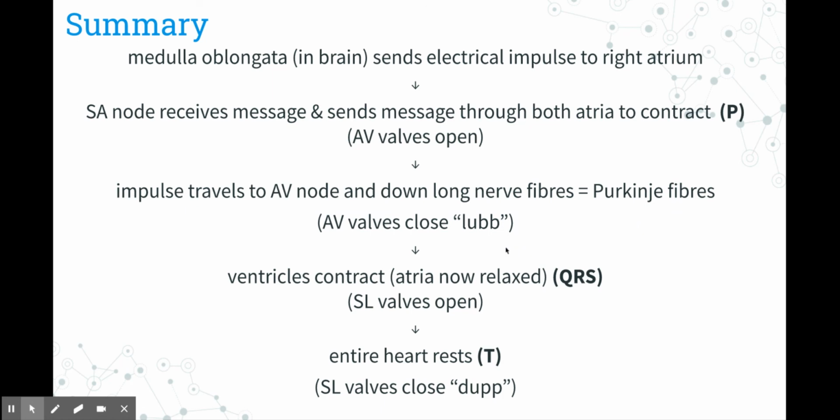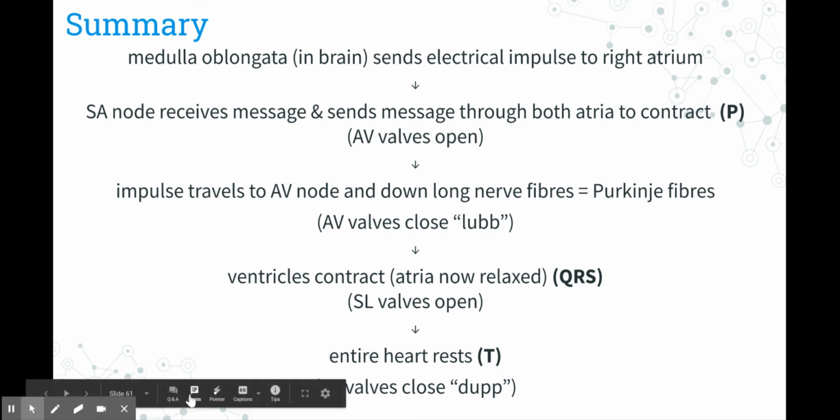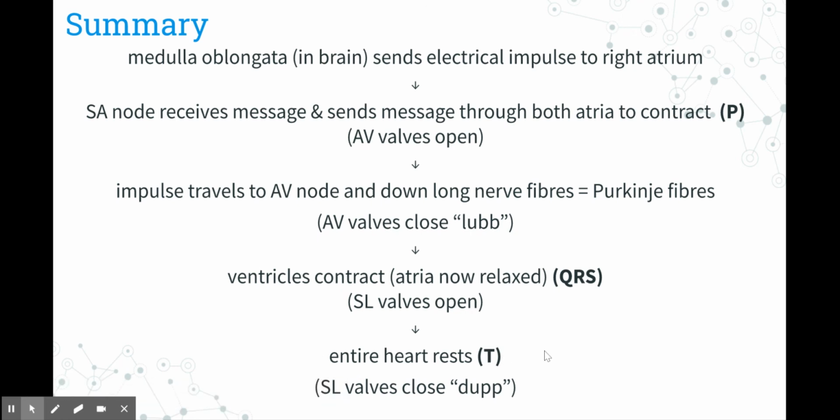That's that first heart sound. And the ventricles contract, atria are relaxed. We see that QRS on the ECG, and our semilunar valves open. As the whole heart rests, that's that repolarization, the T, that final bump, and our semilunar valves close. We get that dup, that second sound.